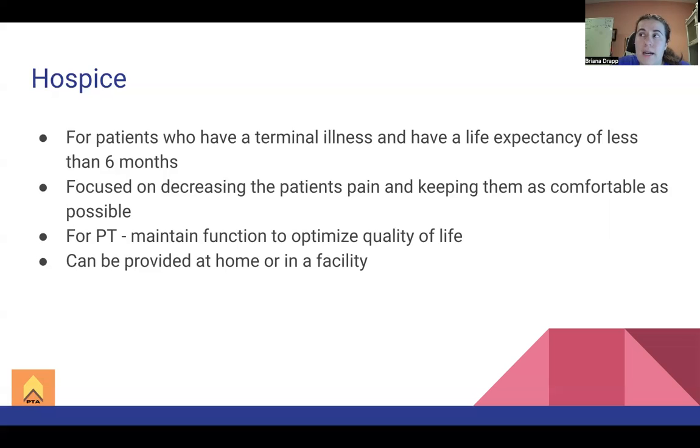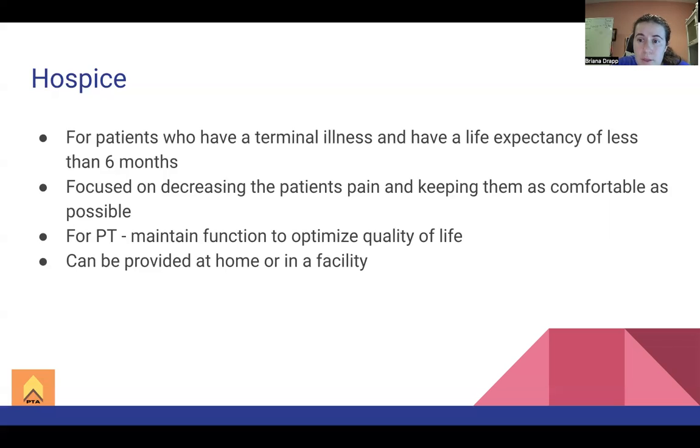So that's the kind of PT we're providing for these patients to maximize their function and quality of life, because even though a patient may be dying, they still want to be able to walk themselves to the bathroom and use the bathroom on their own. They still want to be somebody who's able to go on a walk with their dog. There's still somebody who wants to be able to live life, even though they might not have a lot left. So PT can do some great things for them.